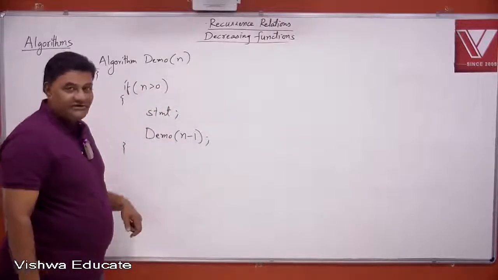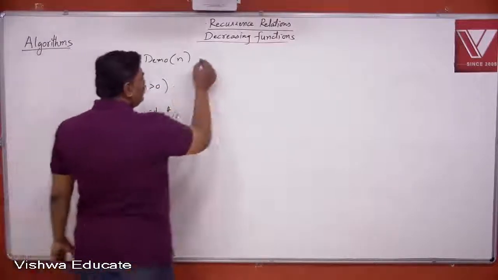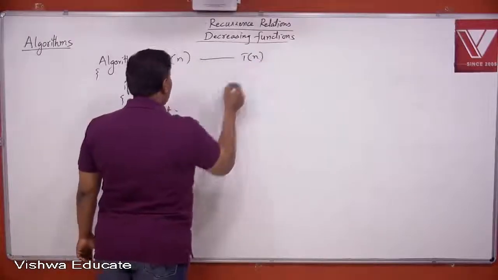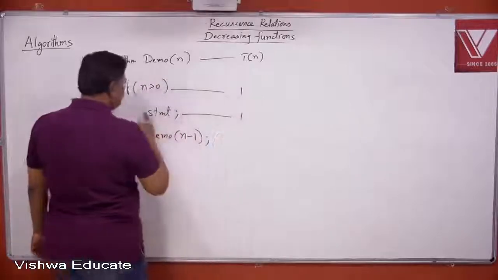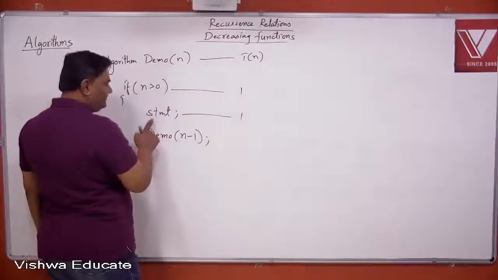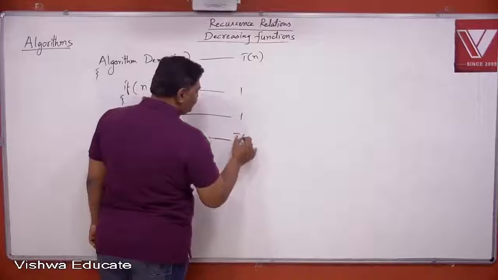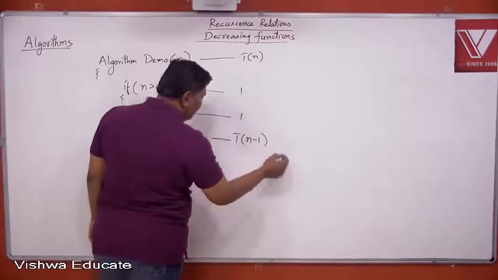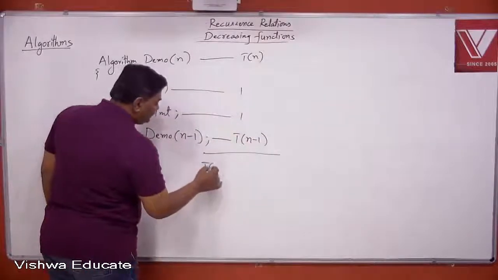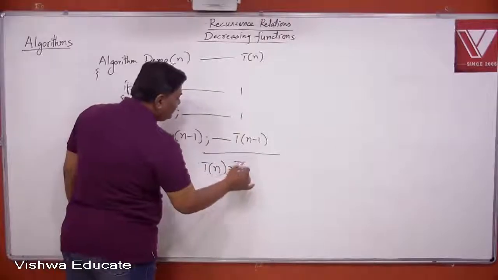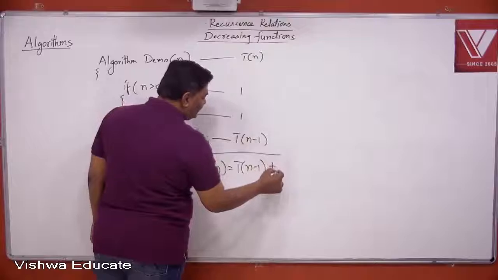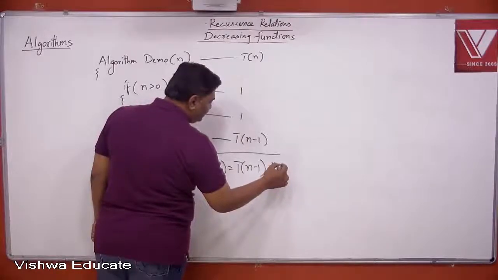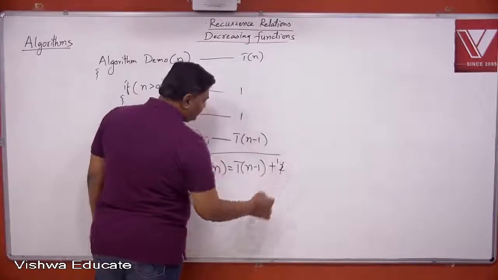So the topic is decreasing functions. Let me solve this. This is Tn, and this is 1, and this is 1. It is a conditional statement, not a loop, just a simple statement. Then this is Tn minus 1. So the recurrence relation is Tn equals Tn minus 1 plus 1 plus 1, which is 2. We don't write 2, we write it as 1.